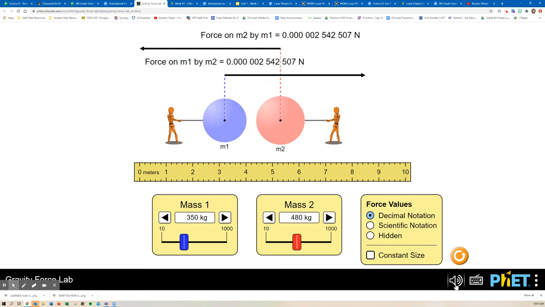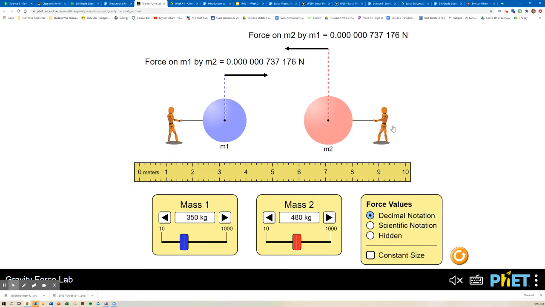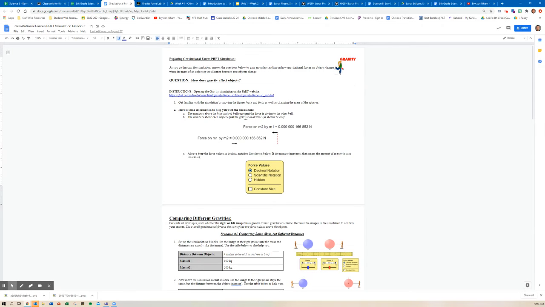That's kind of an annoying sound, so I apologize that I did not know the simulation made that sound. Actually, you can turn the sound off. Let's turn the sound off because that was a little annoying.